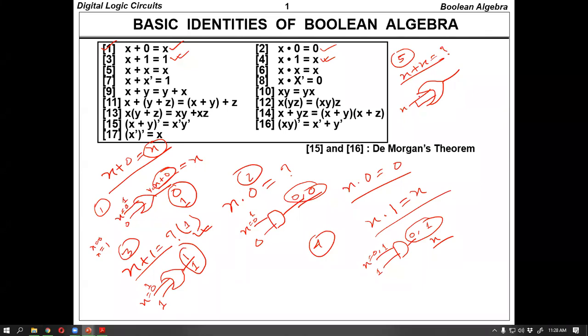Then now this short. So x is equal to 0 means this 0, so this also 0. So 0, 0 is equal to 0. If x is equal to 1, so this also 1 because this is the short. So 1, 1 is equal to 1. All depend on x. X is equal to 0, then output 0. X is equal to 1, then output 1. So x plus x is equal to x, output x. Clear? Okay.